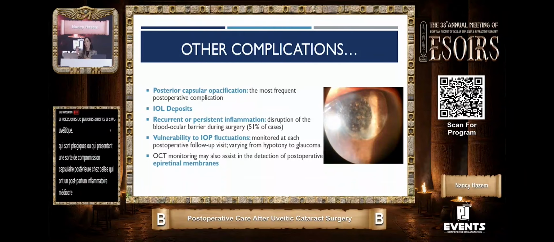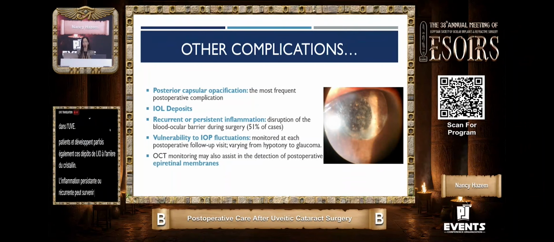Other complications, other than the big two, the inflammation and the CME, include posterior capsular opacification. This is actually the most common post-operative complication of cataract surgery in uveitic patients, and sometimes they develop IOL deposits at the back of the lens as well. Persistent or recurrent inflammation can happen in 51% of the cases.